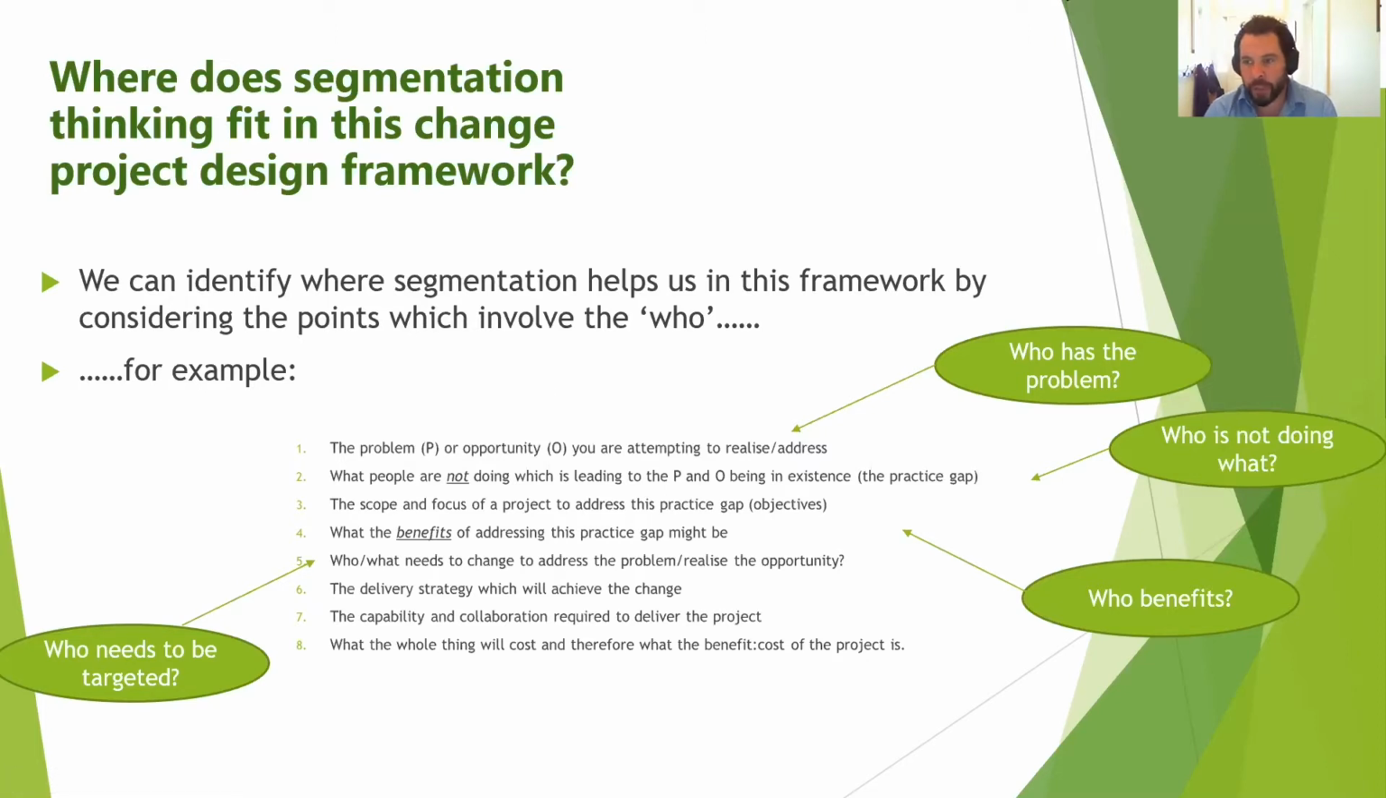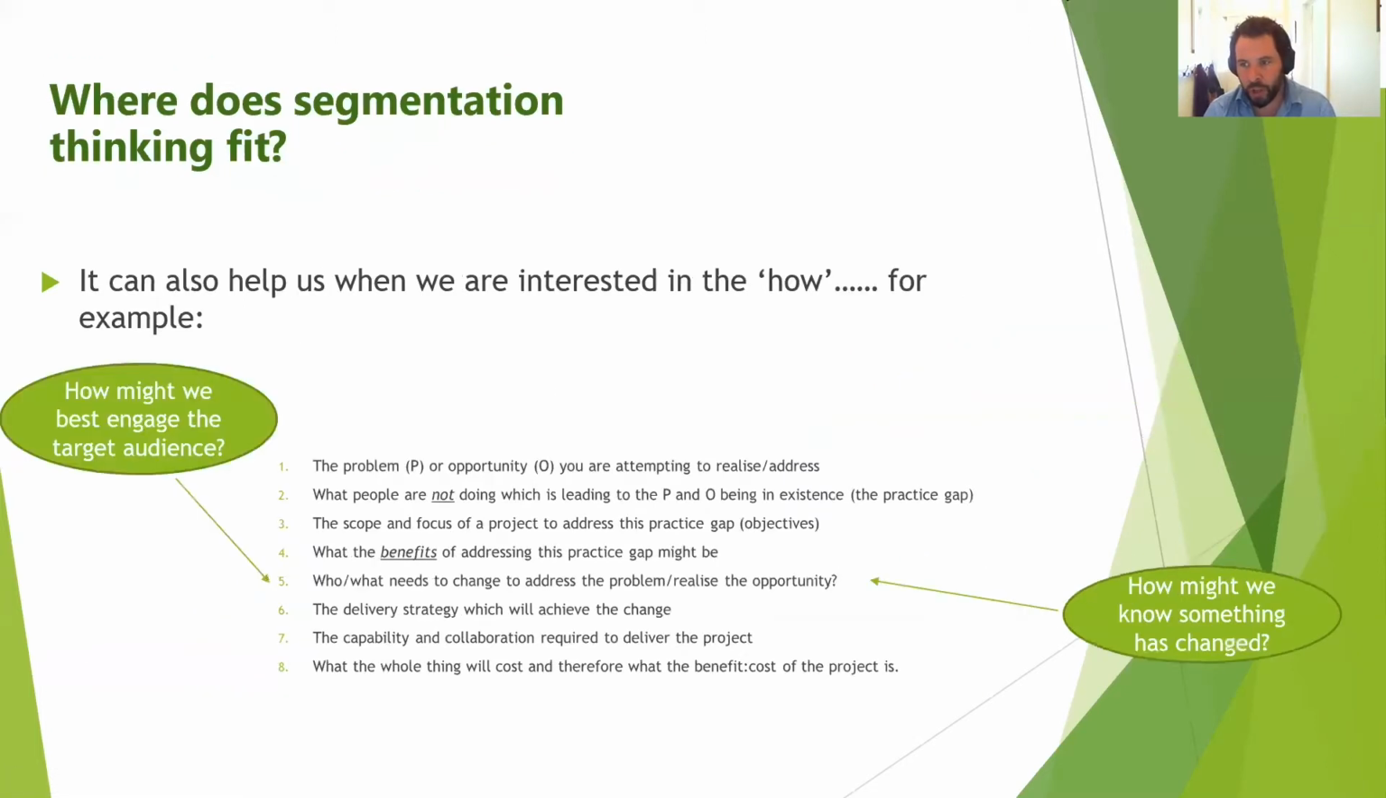It can also help us when we're interested in the how type questions as well. So for example, how might we best engage the target audience? And that speaks to things like attitudes, preferences, how we might get access to certain cohorts and groups, and how might we know something has changed and how might we evaluate that? So segmentation can help us with the how and the who, and it also helps us with thinking about the where, which is relevant within an agricultural context as well.